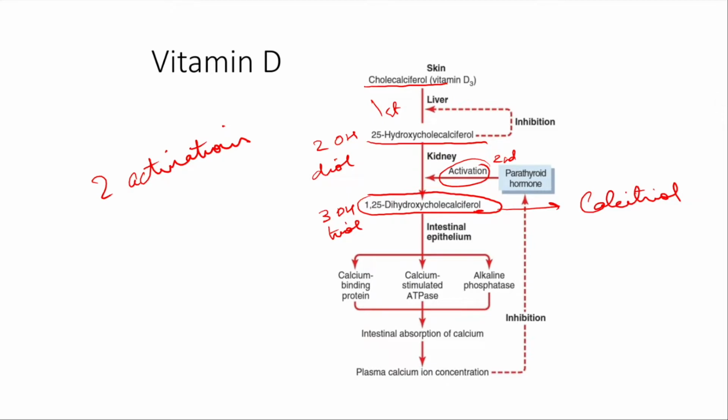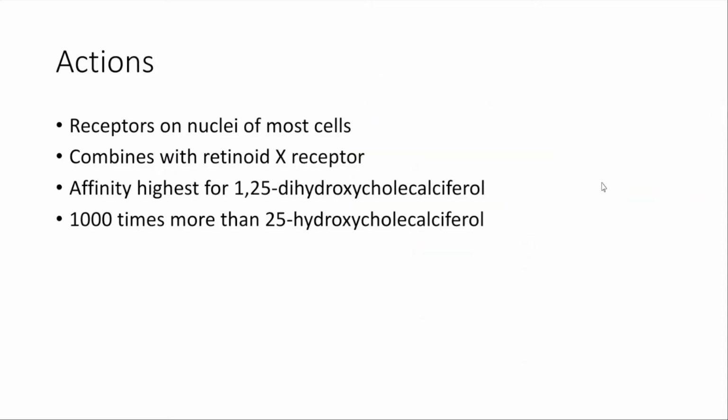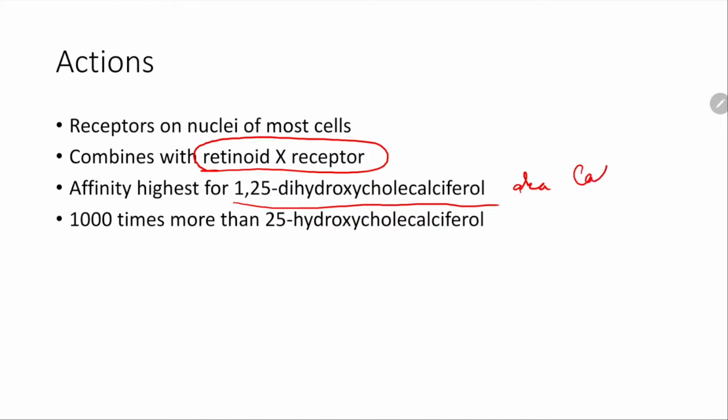So let's look into how they go into affecting the calcium metabolism. Vitamin D mostly has receptors on nuclei of most of the cells. It combines with something called a retinoid X receptor. Just for the sake of an objective question, the affinity of this receptor is the highest for 1,25 dihydroxycholecalciferol, which we already discussed, also known as calcitriol. That is why this is the most active form: the affinity for the receptors is the highest. It's about 1000 times more than the previous form, the diol form. So the diol also has an action, but calcitriol's action is 1000 times more. That's why it is the most active form of vitamin D.